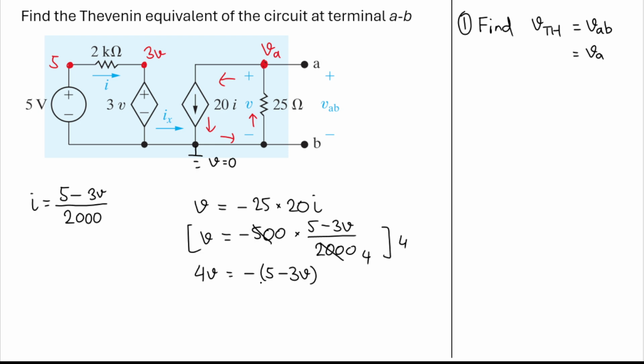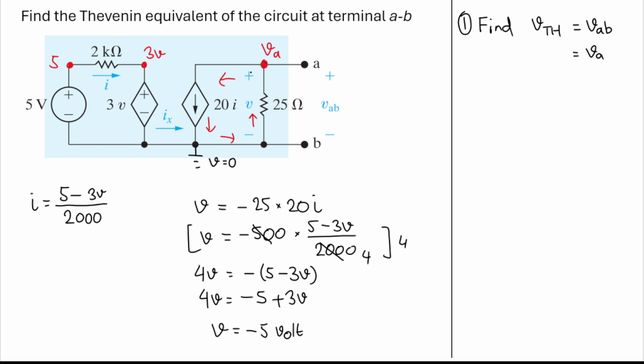Good. And what can we do next? We will have 4V is equal to minus 5 and then plus 3V. Therefore, our V here is equal to, yeah, let's move this. 4 minus 3 is 1. So I will have V is equal to minus 5 volt.